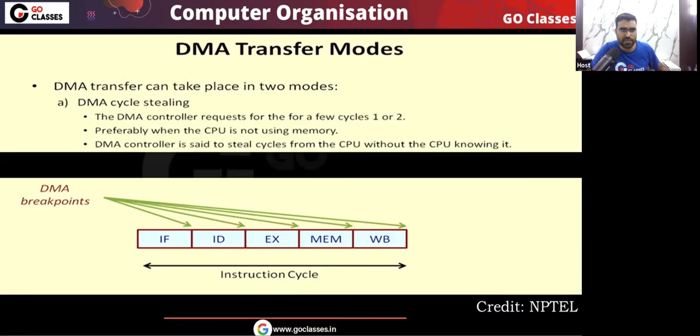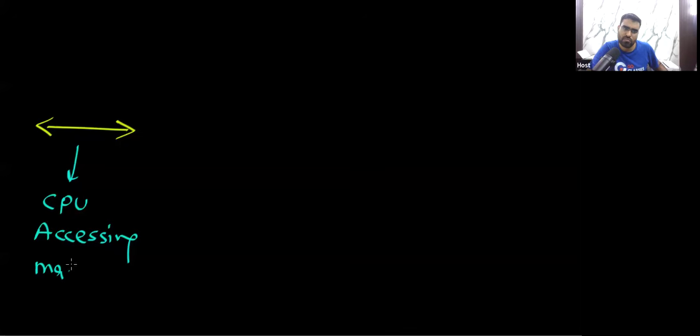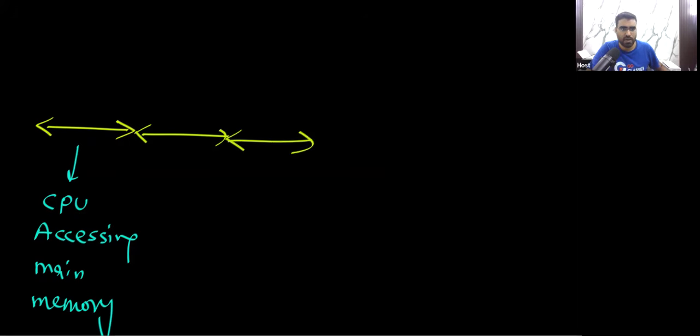Okay, so this is the point. Let me create the diagram. It is like this: CPU has the access. Here, CPU is accessing the main memory. During this time, CPU is accessing main memory. At this time also, CPU is accessing main memory. Let's assume yellow means CPU is accessing the main memory.